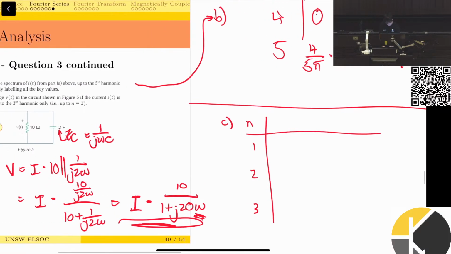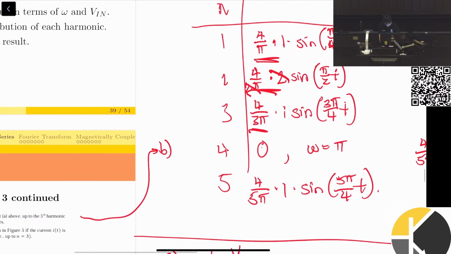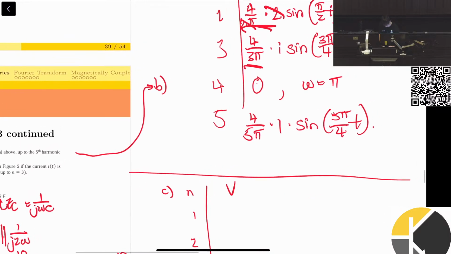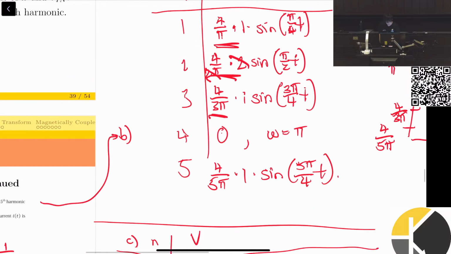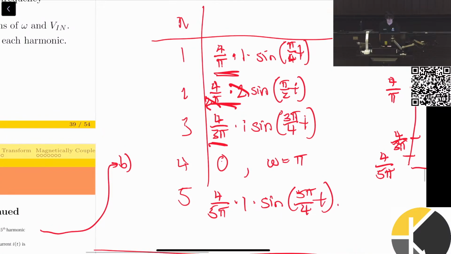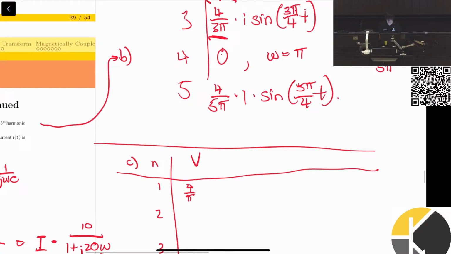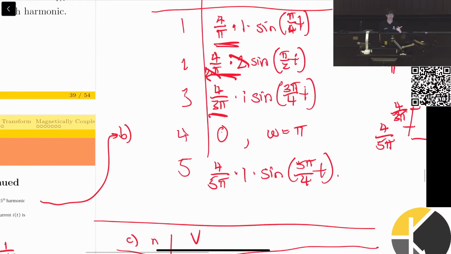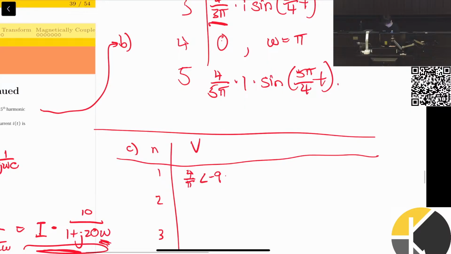So for n equals 1, V will be looking at this one. This will be 4 on pi. Because we're converting to the frequency domain, I like to turn these sines into cosines just as convention, so that will have a phase shift of minus 90. So I'll represent that as minus 90.